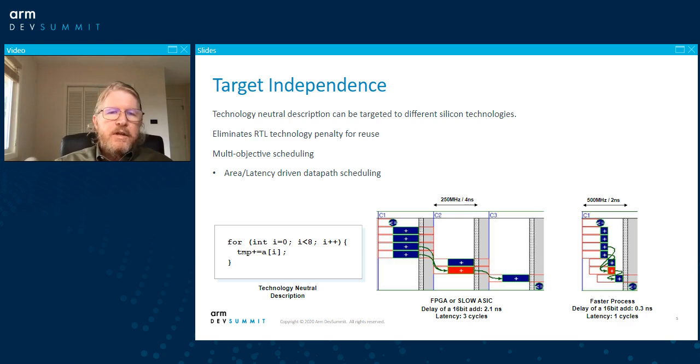So here we have, again, a simple loop. If we're targeting a slow FPGA or ASIC implementation, it might break it up into, say, 3 different register stages and perform combinatorial operations between those. And if we're targeting a fast ASIC or FPGA technology, we could pack all of the operations into a single clock cycle. And this is done by the high-level synthesis tool before we get to RTL synthesis, which means that we can target different technologies very quickly and easily.